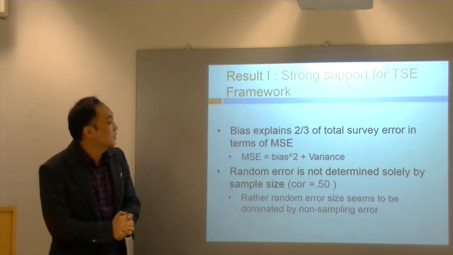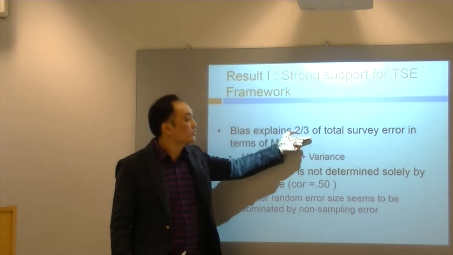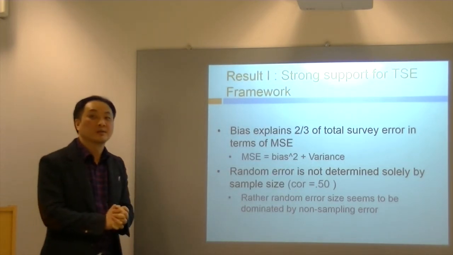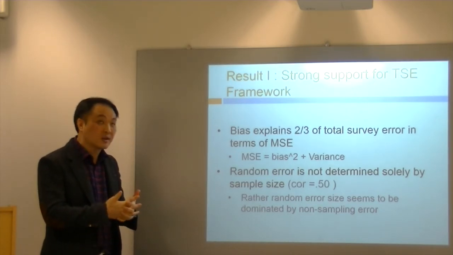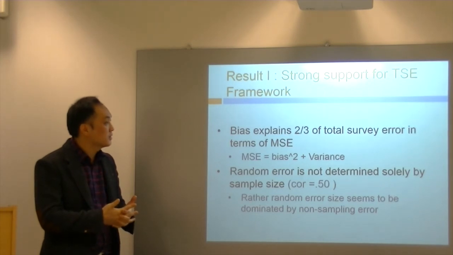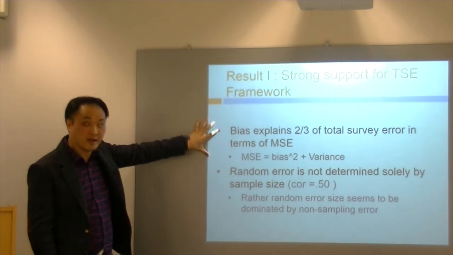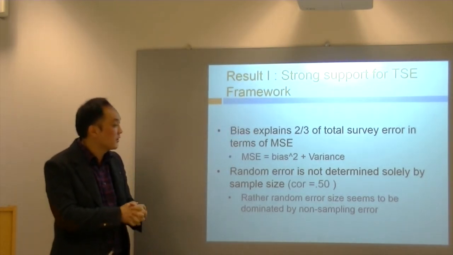And what we found is bias actually explains two-thirds of total survey error in terms of mean squared error. So we verified that, in fact, as TSE insists, the non-sampling error largely accounts for the survey error.